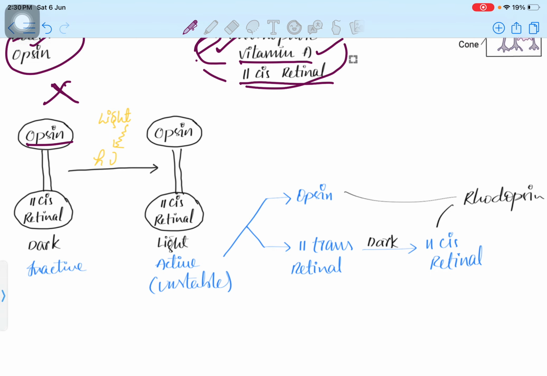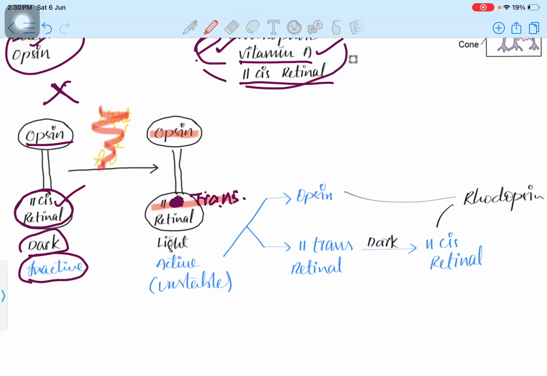Whenever light is not present, opsin and 11-cis retinol are in the dark condition and they are in the inactive condition. But whenever light comes and falls on the rhodopsin GPCR, the opsin will remain the same, but this 11-cis will change its structure and become 11-trans. The 11-trans retinol will form and it will create the vision here.